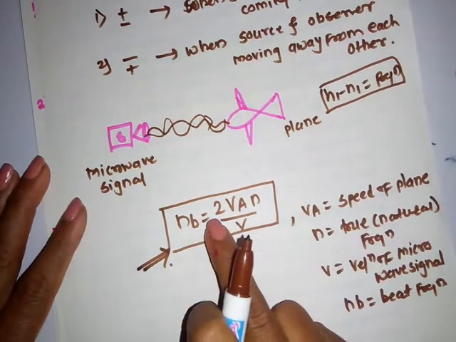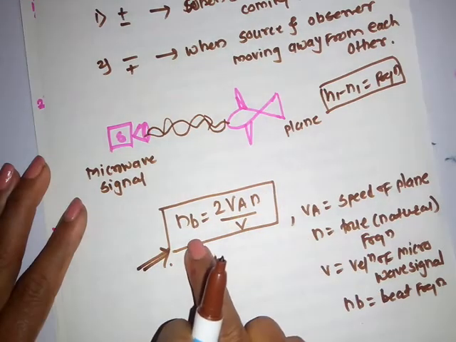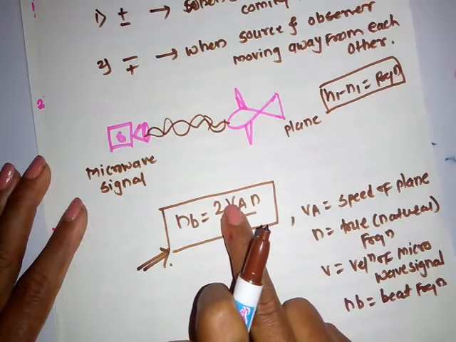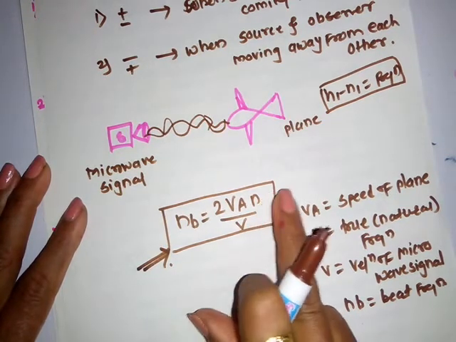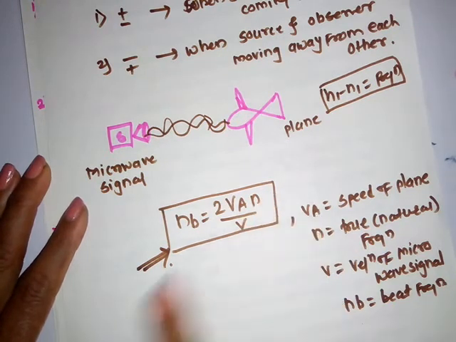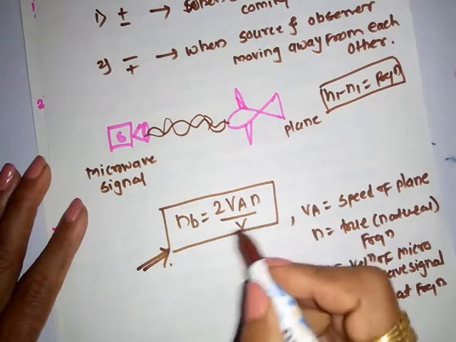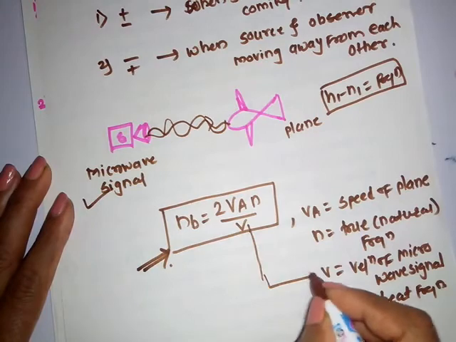NB is equal to 2VAN upon V. Now in this equation, NB represents the beat frequency, VA represents the speed of the plane, N is the true or natural frequency, and here V is nothing but the velocity of a microwave signal.